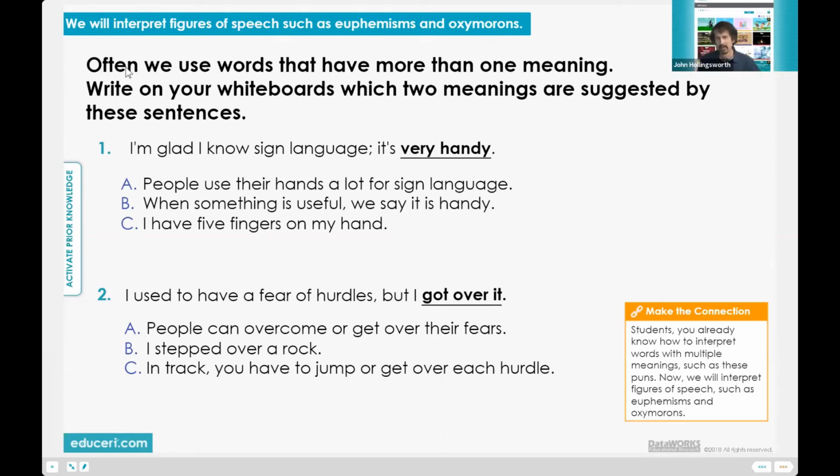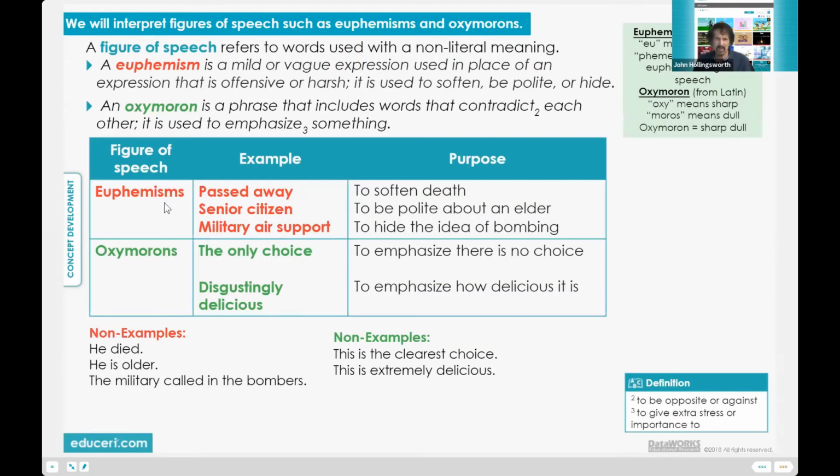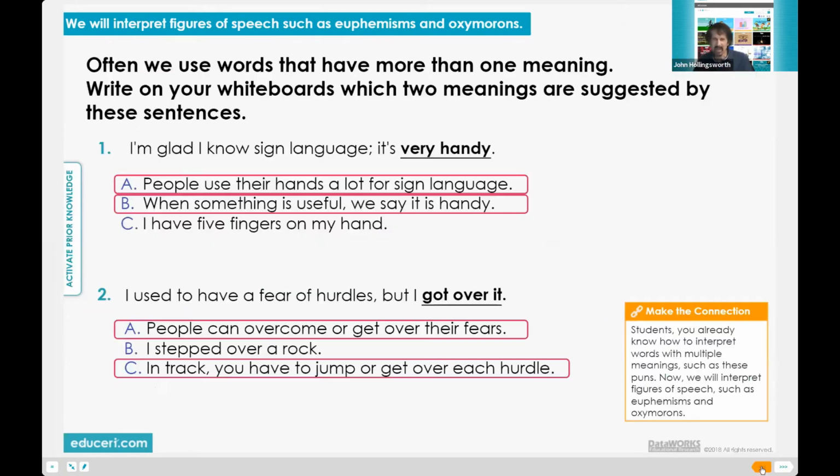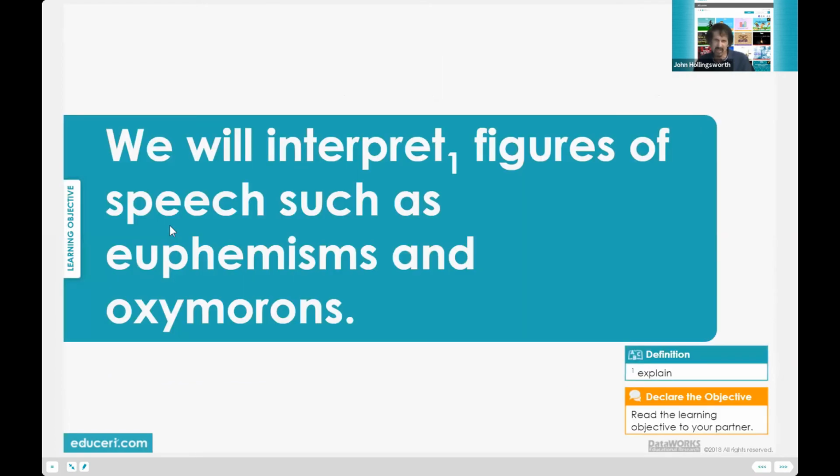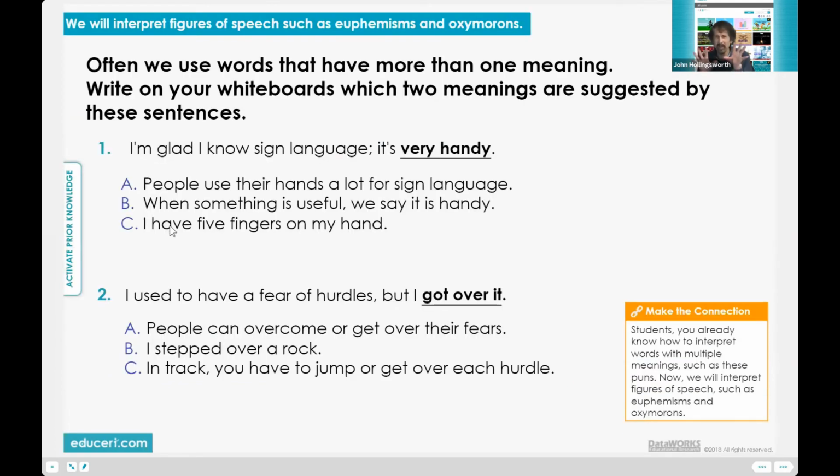All right. Now, I'm just going to make a couple of comments here. This is the activate prior knowledge, oxymorons, and let me flip up to the content. Euphemisms and oxymorons are really kind of another way. They're almost like wordplay. We're trying to soften. We're trying to use alternate words. So the activate prior knowledge was just students recognizing that they do understand that in English we have different ways we use the same phrase in figurative language and stuff like that.